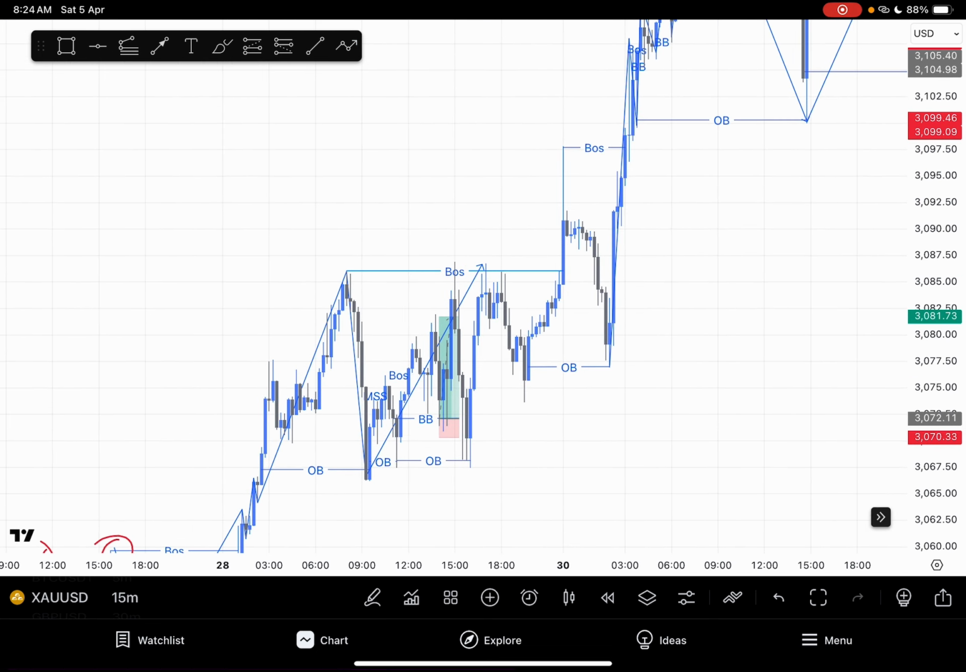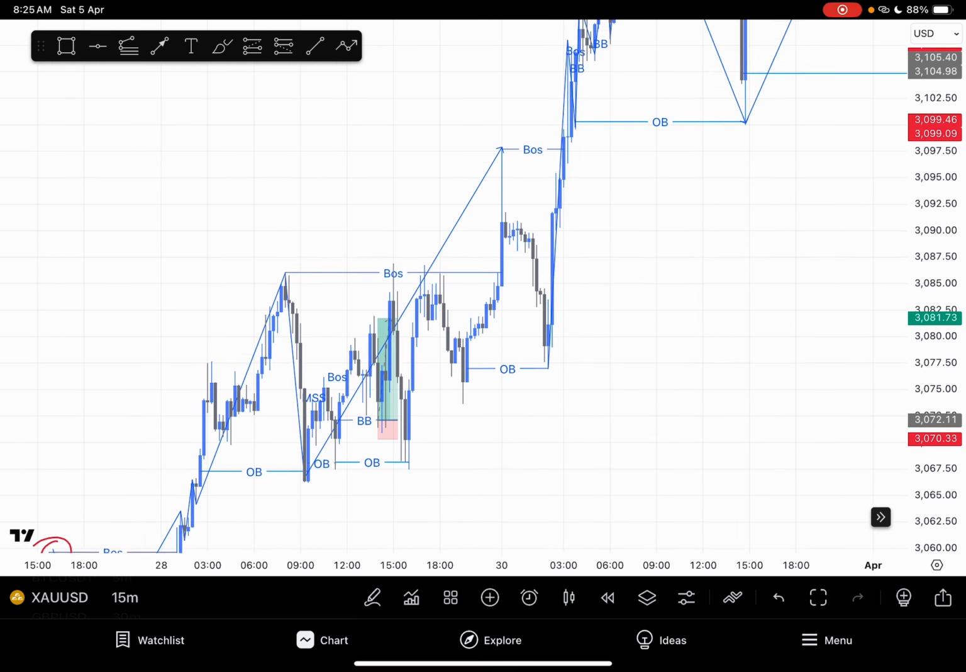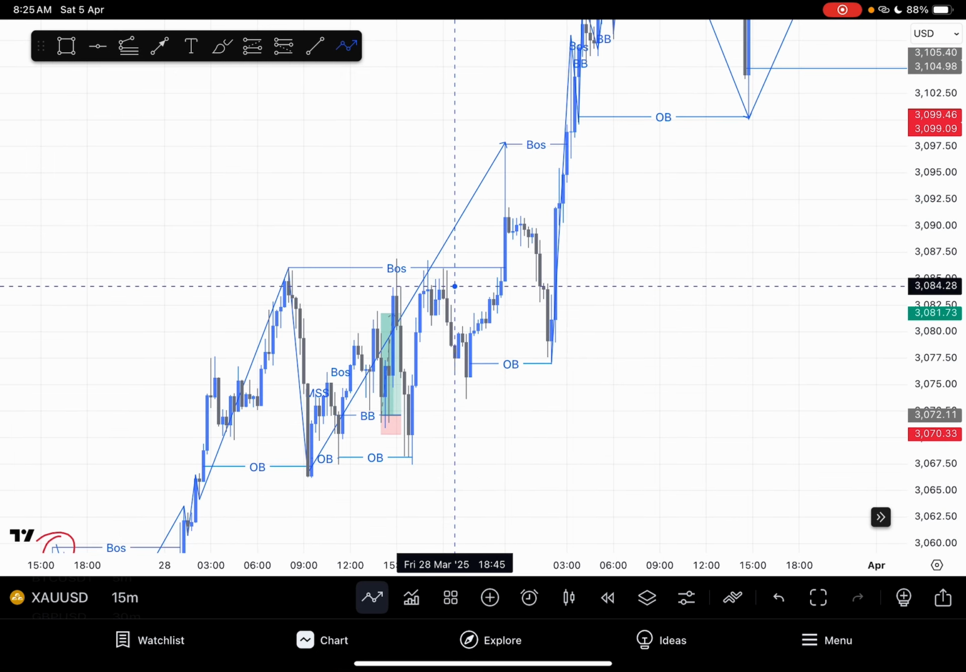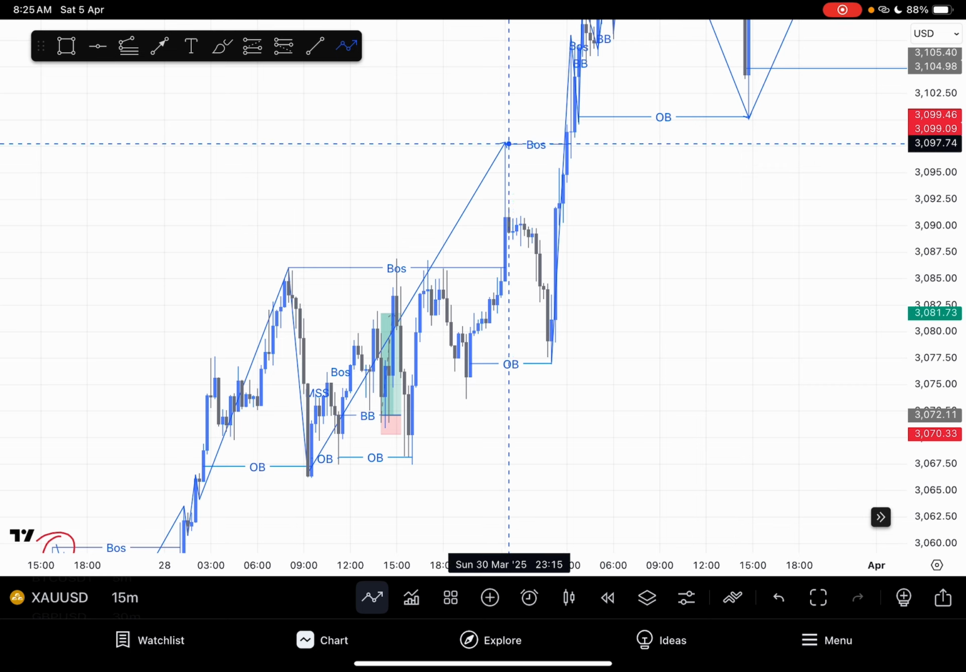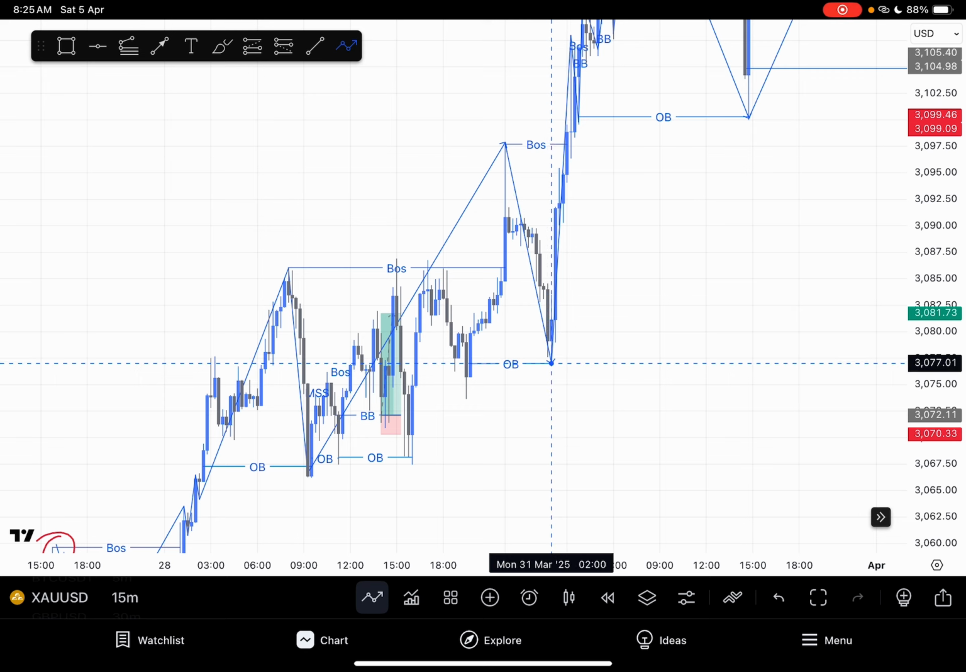Up to this point, it created this final break of structure. Then you see the retest again, it came back again to retest on the OB. So all these OBs, you can spot them out on the lower time frame.